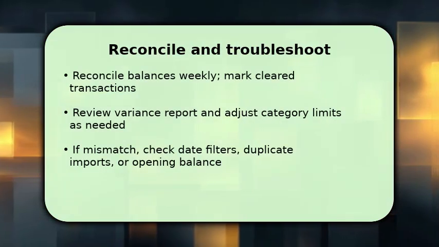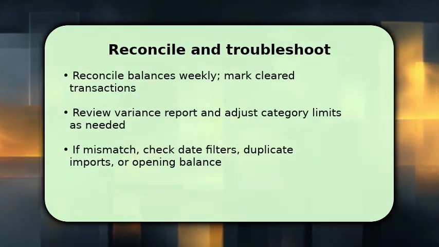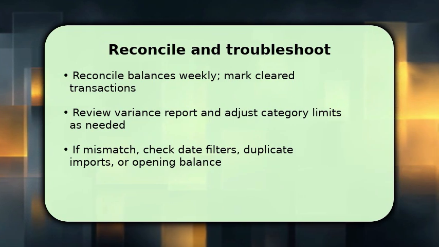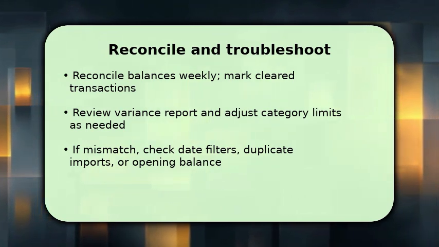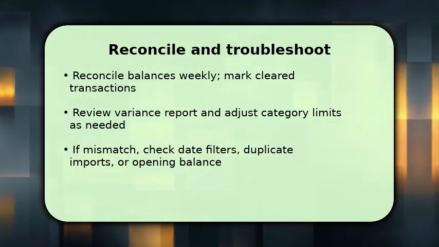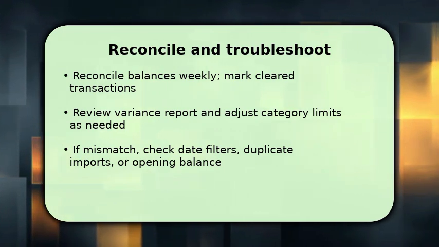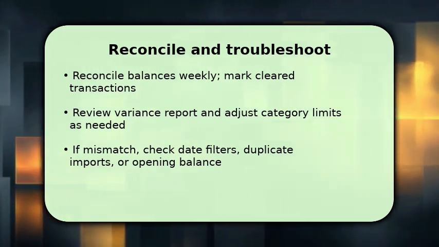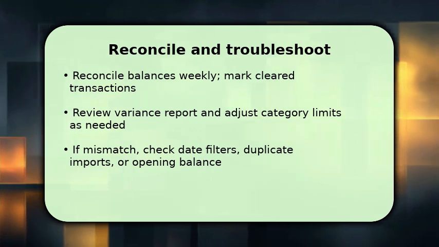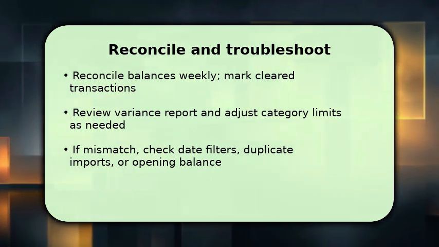You finish by reconciling and locking the month down. Reconcile every week. Mark cleared transactions, confirm the sheet's balance matches bank totals, and run the variance report to compare budgeted versus actual spending. Once reconciled, roll any leftover funds into next month's allocations or emergency savings.